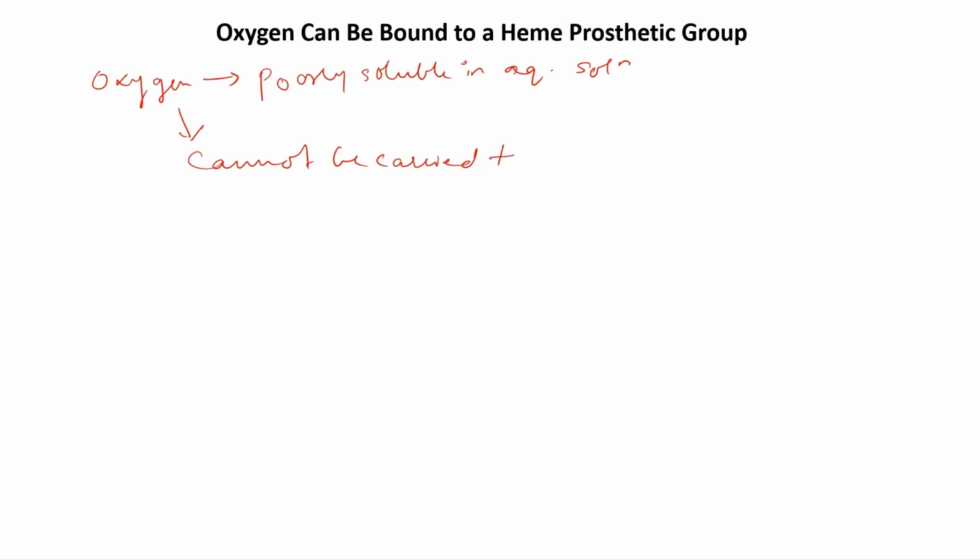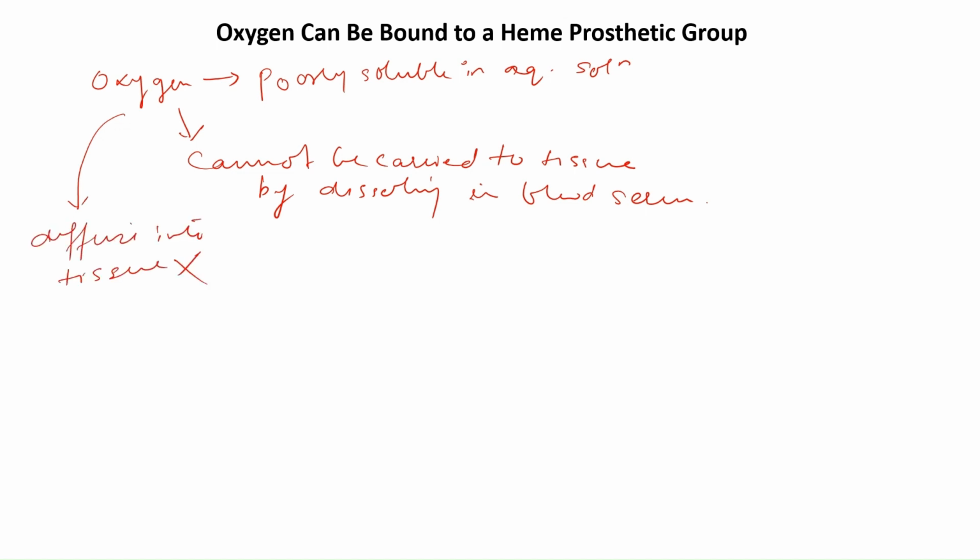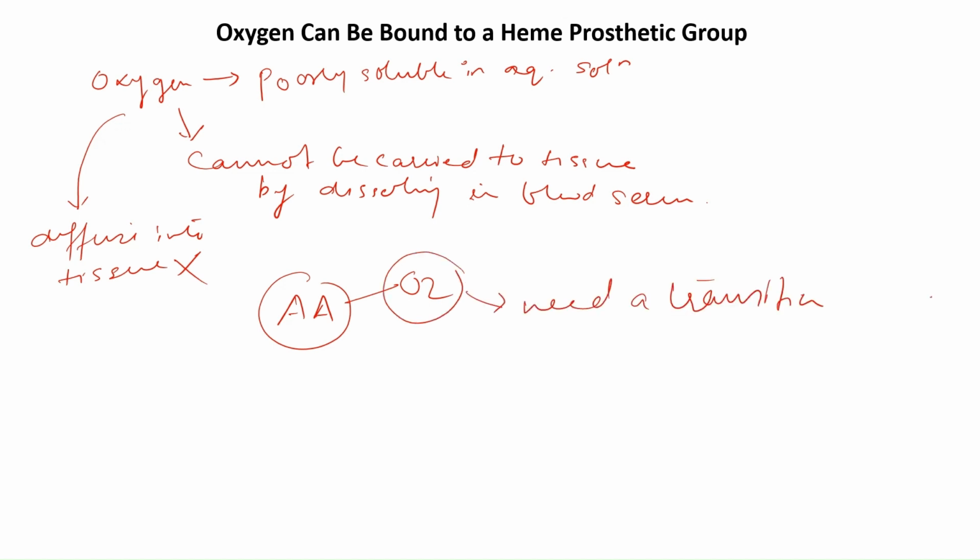Now oxygen can be bound to a heme prosthetic group. Oxygen is poorly soluble in aqueous solution. Therefore, it cannot be carried to tissues by dissolving in blood serum, and also it cannot diffuse into tissue. Therefore, we need to bind the oxygen with some molecule. But none of the amino acids can bind reversibly to oxygen. So, for binding with oxygen, what do we need? A transition element. And that element is iron.